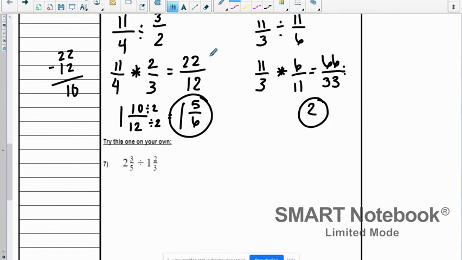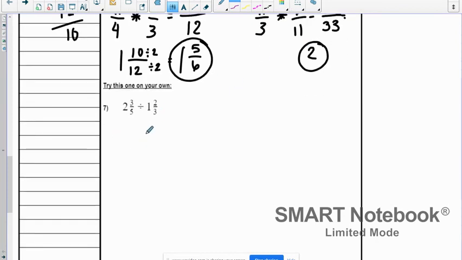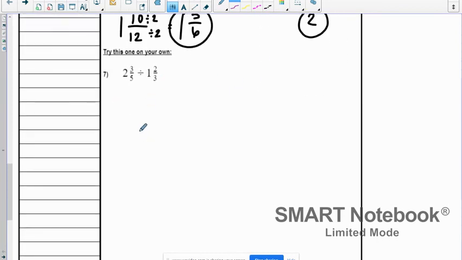Now, if you followed along with me up here, I want you to pause the video and try this one on your own if you haven't already. Okay, if you have already, pause the video, do this one on your own, and then just resume the video to check. Here we have 2 times 5 is 10, plus 3 is 13. Denominator stays the same. We're just copying down the division problem at this point. 1 times 3 is 3, plus 2 is 5. Denominator stays the same, 5 over 3.